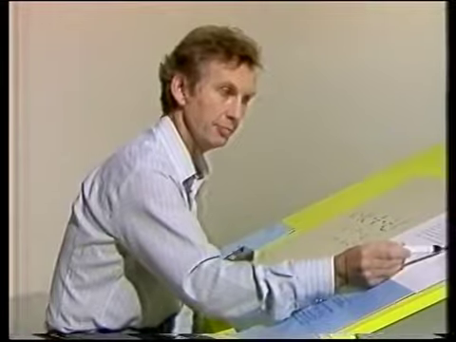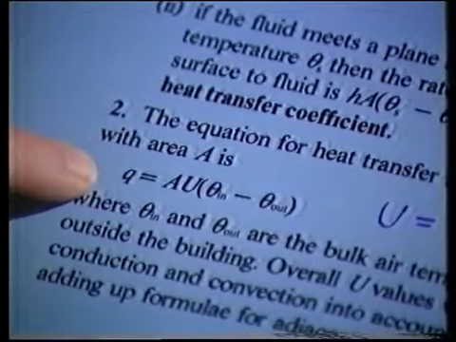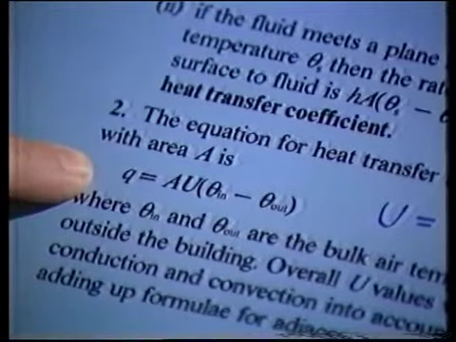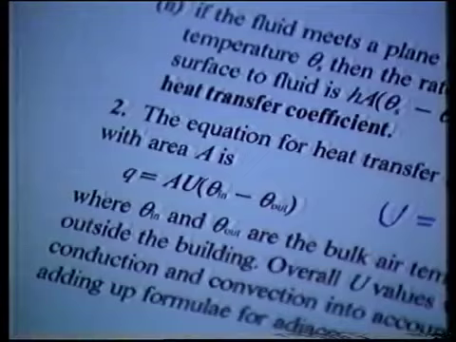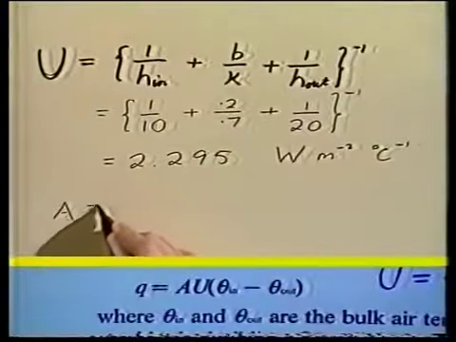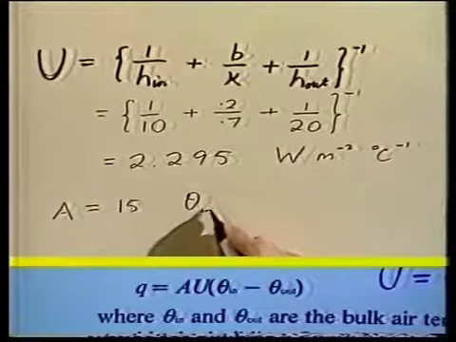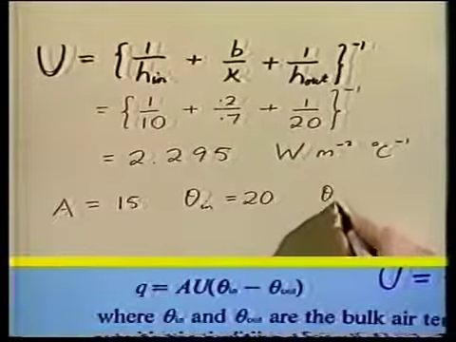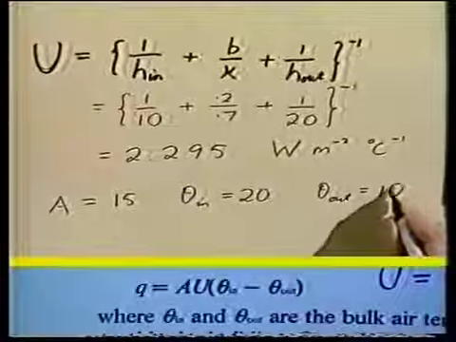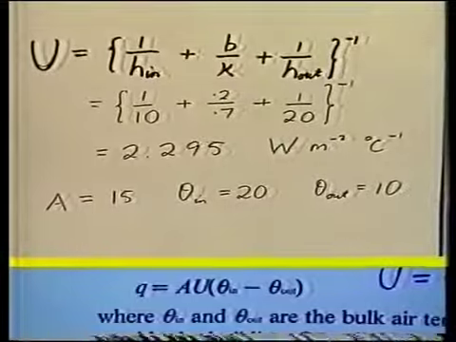Now, this question also asks for the total rate of heat transfer. And that formula is in the handbook. Here it is. We've already found U, and the values for A and the two temperatures, they're given in the question. A, that's 15 square meters. The inside temperature is 20, and the outside temperature is 10 degrees centigrade. So we can now calculate Q and finish off the question.